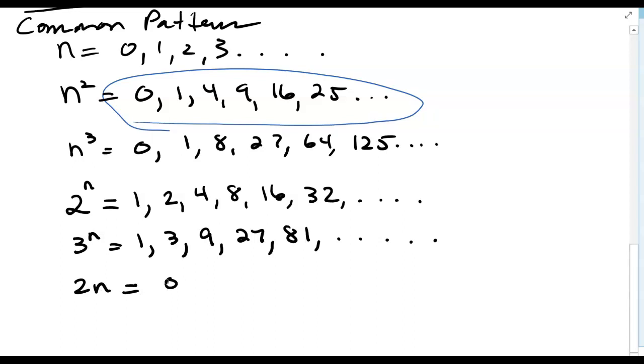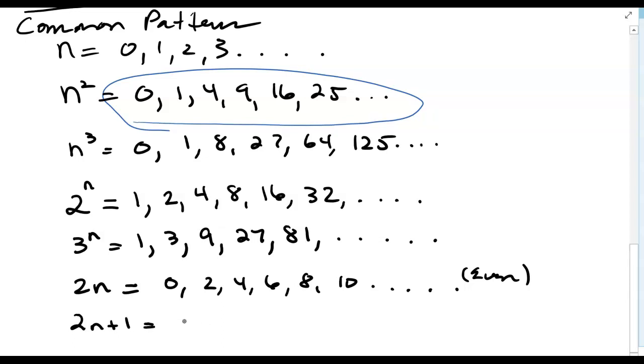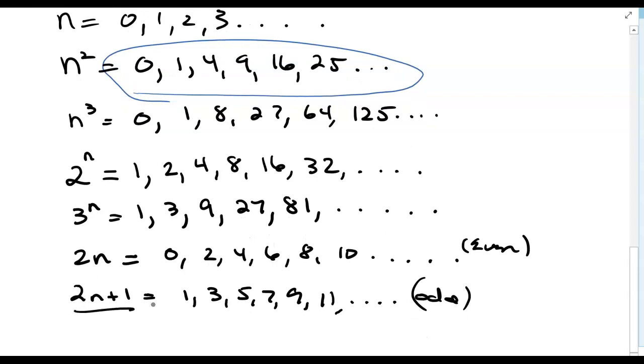2n. These are your even numbers, so it's a way you would represent your even numbers. And then, of course, 2n plus 1. So if you see these numbers listed, your odds, 1, 3, 5, 7, 9, 11, 2n plus 1 is a common way to write your odd numbers.